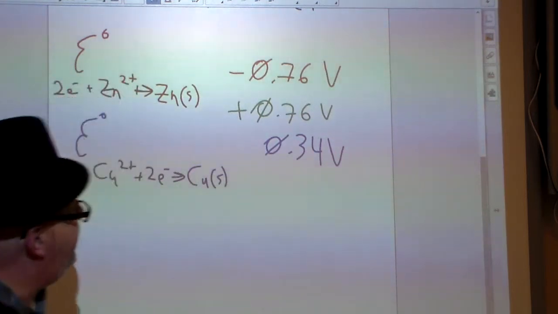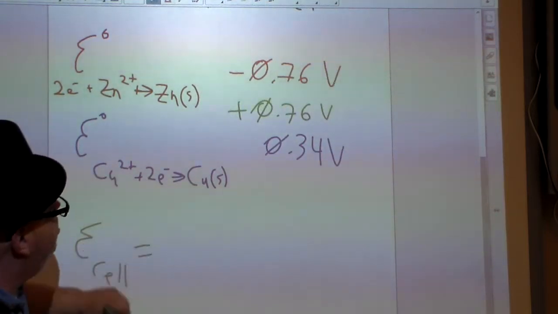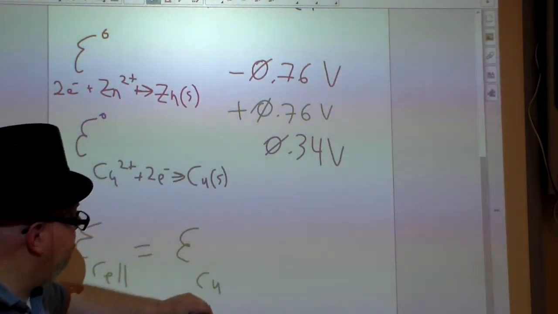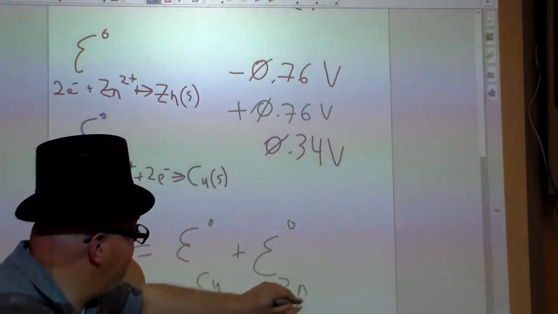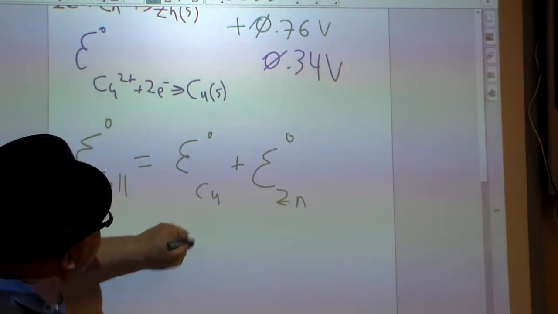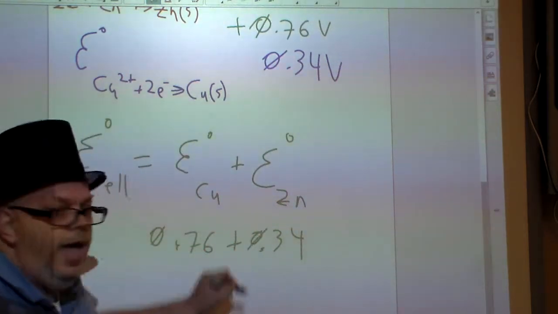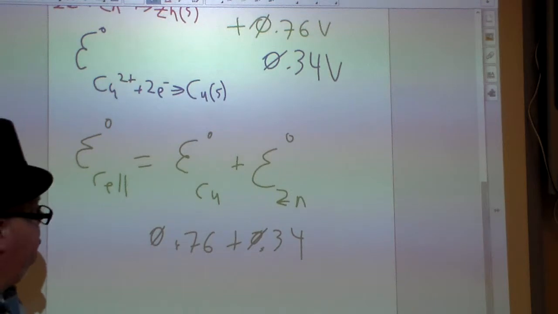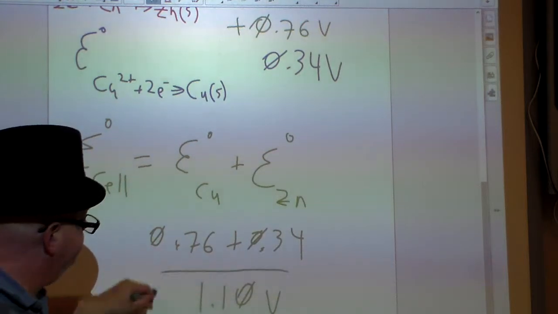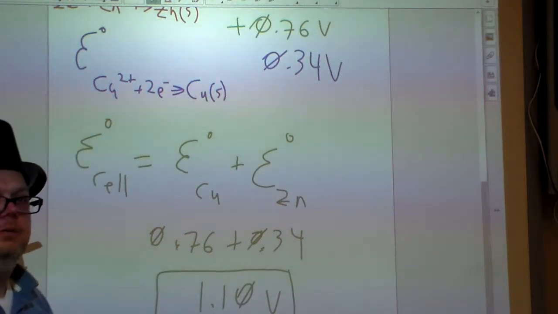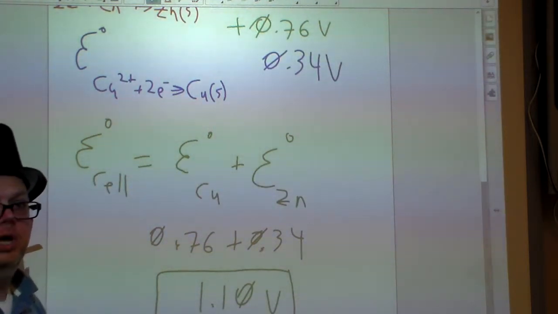So if we add, remember, the E cell is equal to the E of our copper plus the standard reduction potential of our zinc. In this case, we're going to go 0.76 plus 0.34. And it's that simple. We just add it up. That's all we do. And ladies and gentlemen, it's going to be 1.10 volts. So that is our answer for the copper and the zinc, ladies and gentlemen.